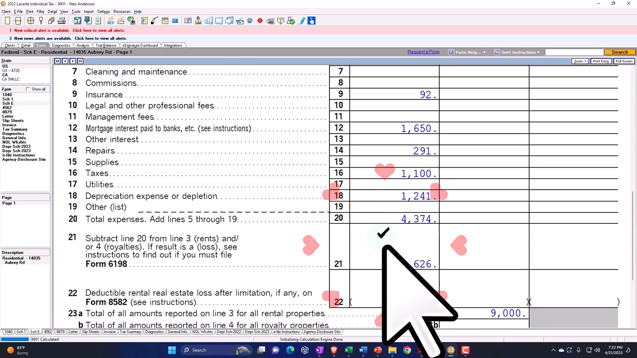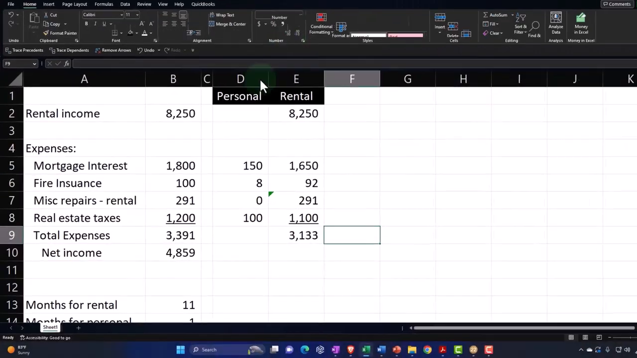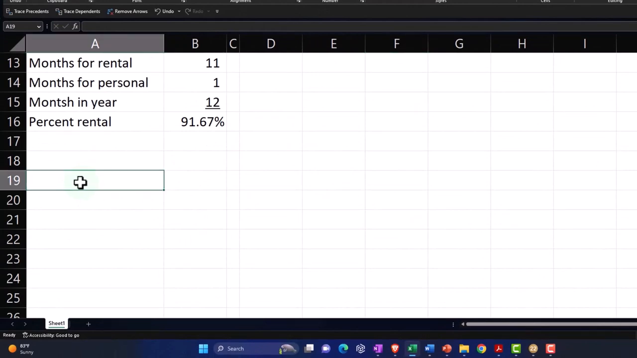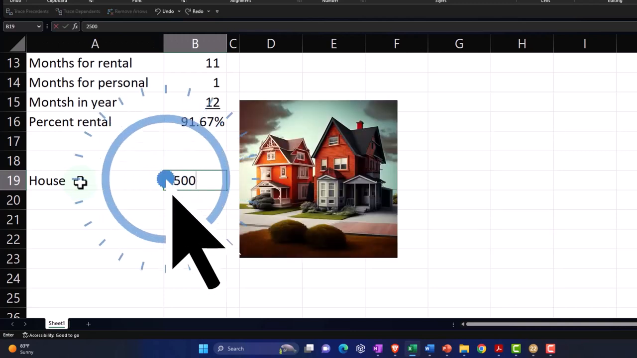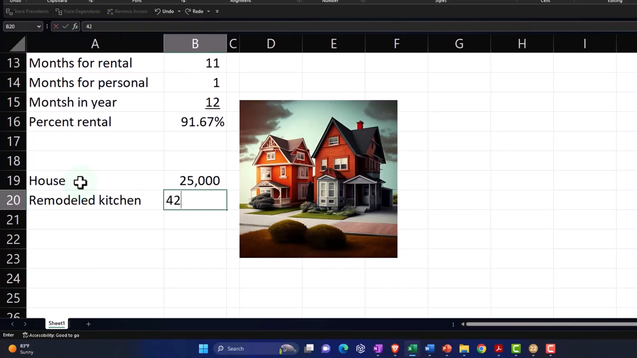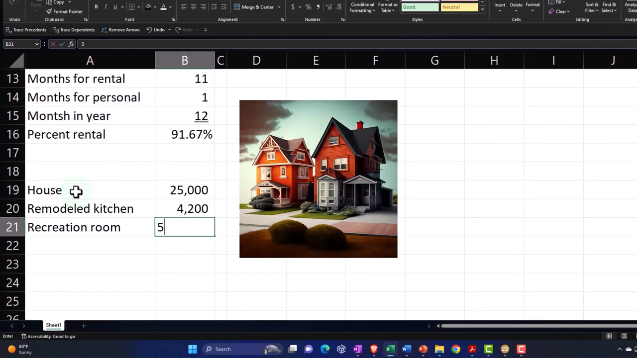There's the depreciation calculation. Now remember that when the conversion happens, because we didn't purchase the property, we might have to do some kind of calculation for what our basis is and compare it to the fair market value. And that might look something like this. We'd say, well, we had the house cost before we converted it, whenever we bought it, $25,000. And we're going to say then we remodeled it. Remodeled kitchen is going to be $4,200. We'll say when we did that, recreation room we added was $5,800.